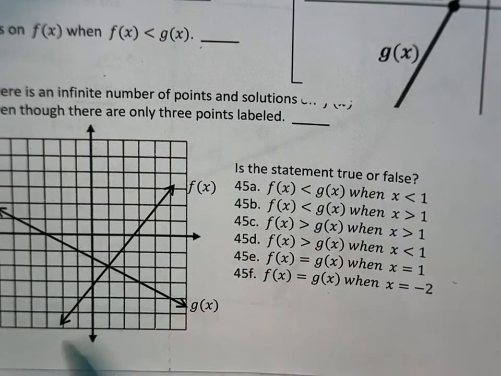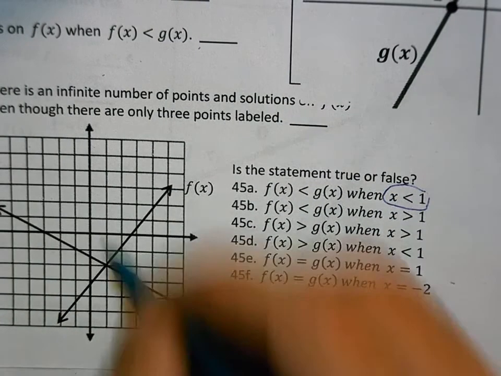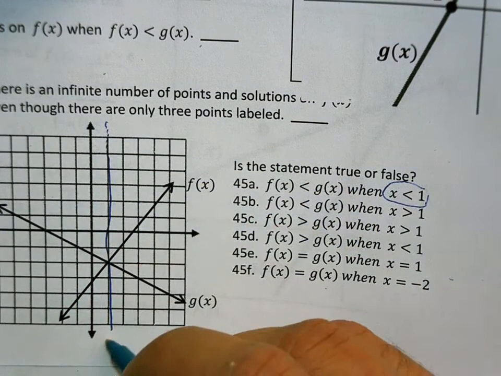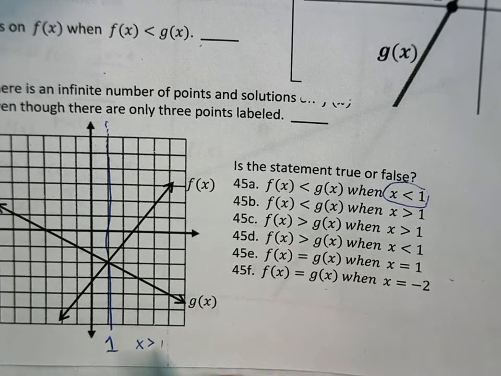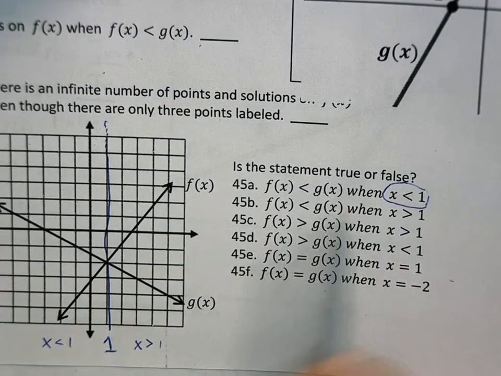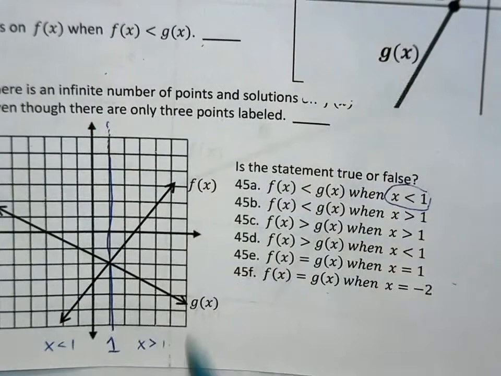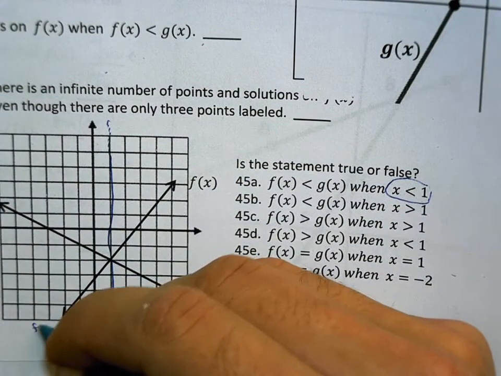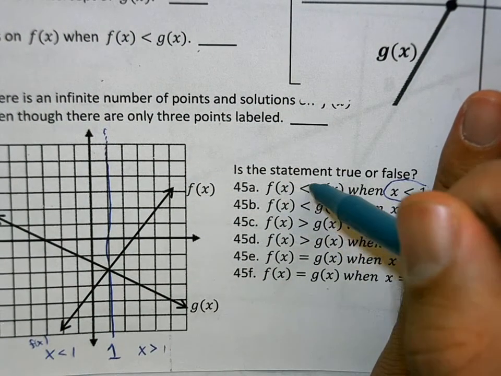F of x. Here's the weird part. They have this x is less than 1. So I'm going to put a dotted line right there. And here's 1. And here is x is greater than 1 on this side, and x is less than 1 on this side. When x is less than 1, covering it up, when we're on this side, let me put the g of x here and the f of x there. When x is less than 1, f of x is less than g of x.